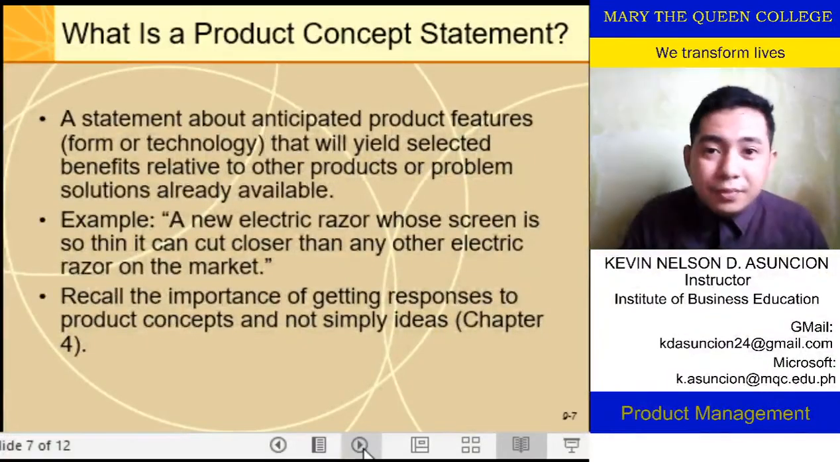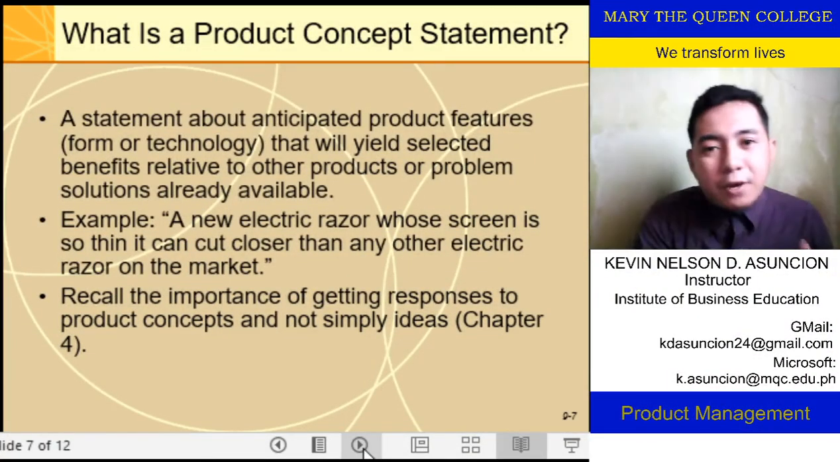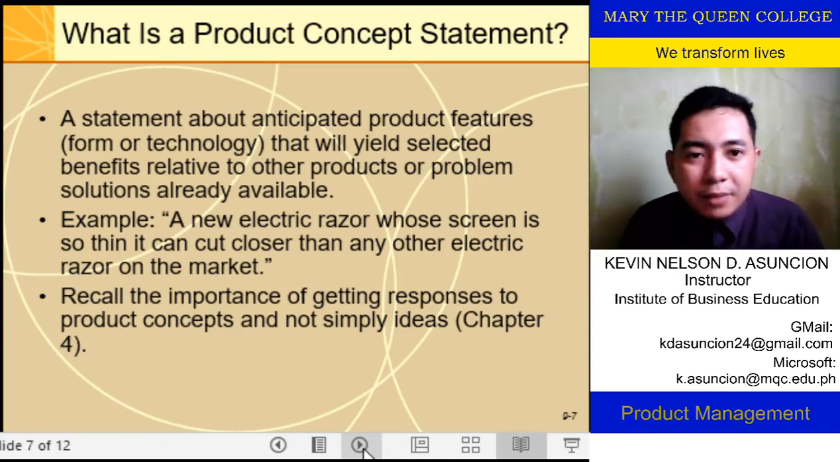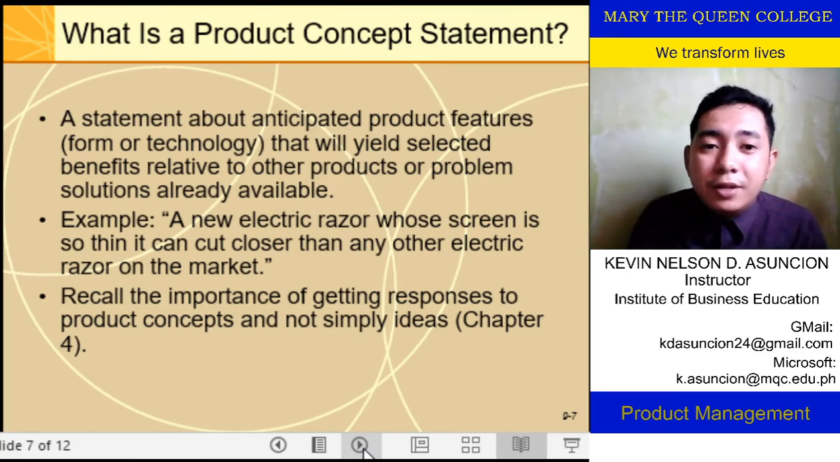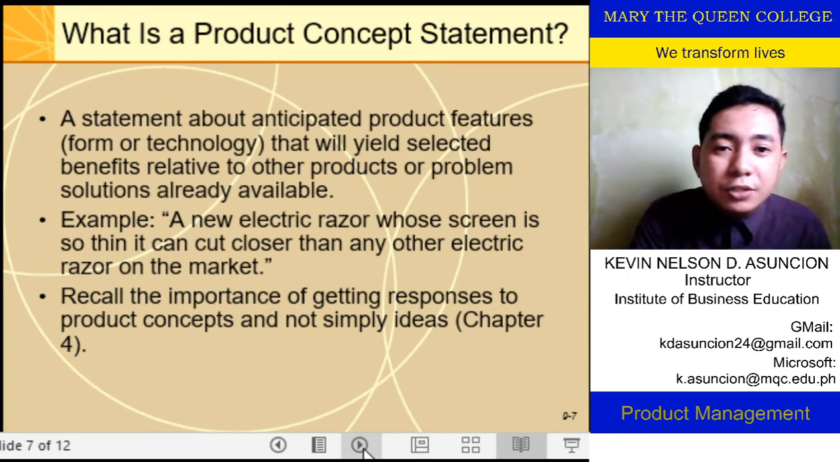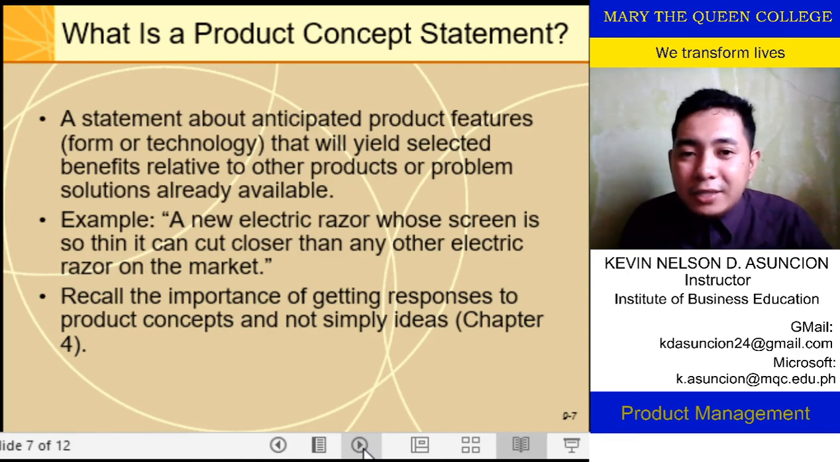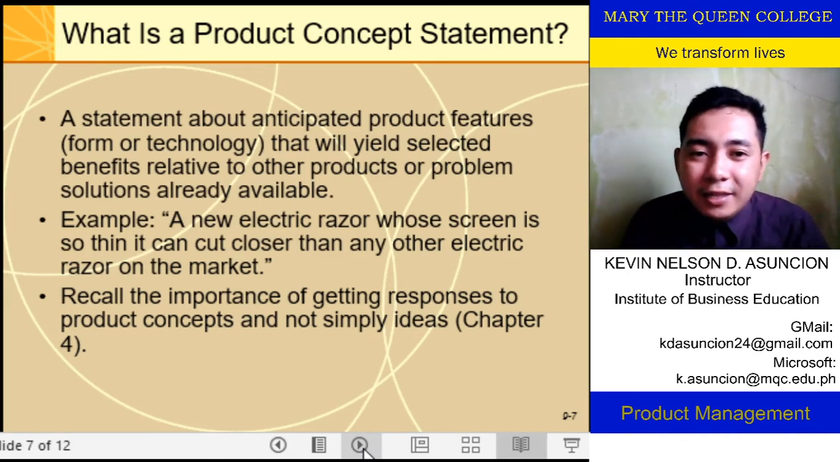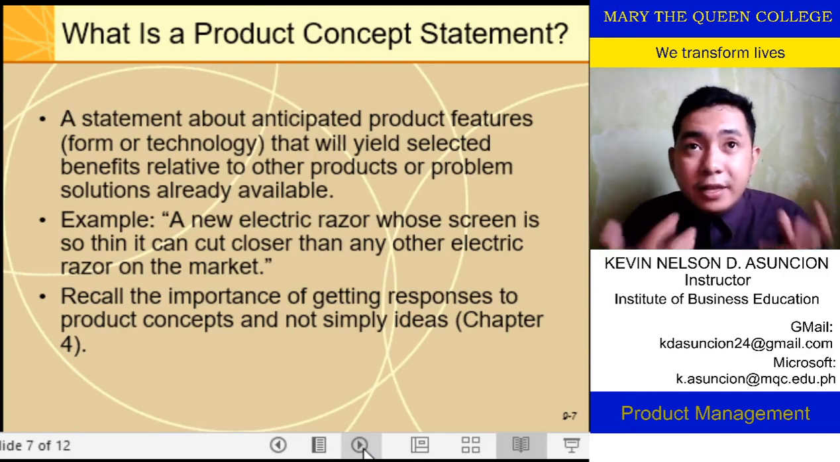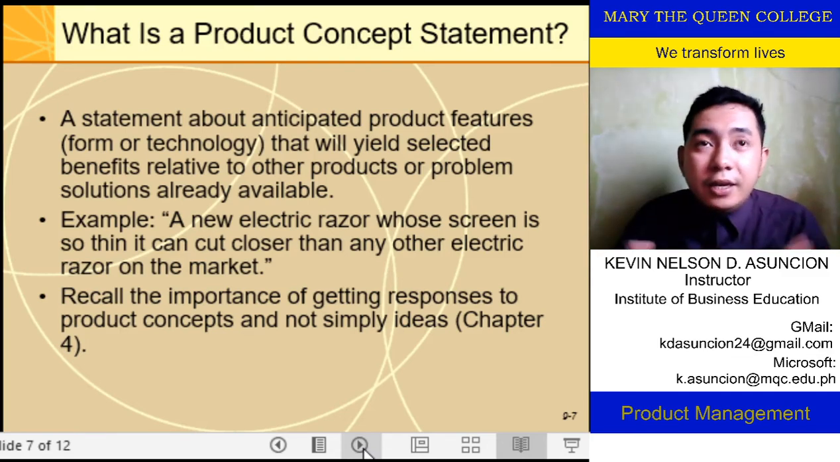Okay? So now we need to make a product concept statement. What's a product concept statement? A statement about anticipated product feature, form, or technology that will yield selected benefits relative to the other products or problem solutions already available. So take a look at the example in the bullet. A new electric razor whose screen is so thin it can cut closer than any other electric razor in the market. So this shows the competitiveness, the advantages, no, in a comprised package, no?